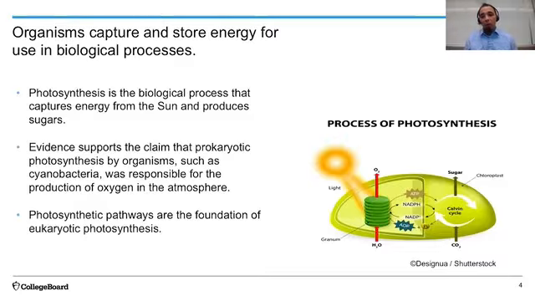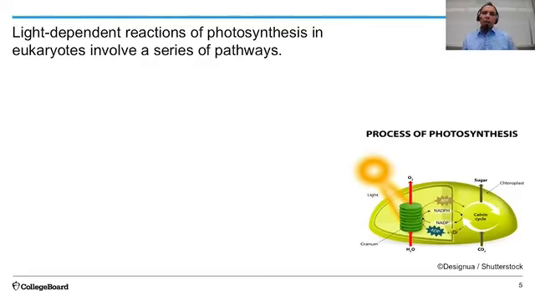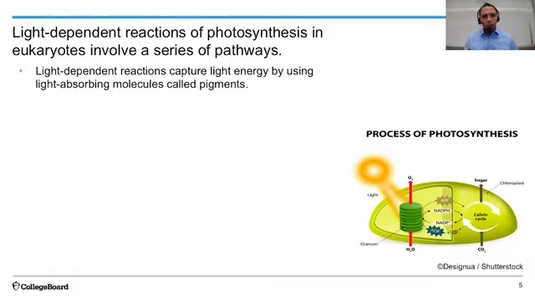And so here on this picture on the right, we have the process of photosynthesis, just giving you an overview. So the light-dependent reactions, requiring light, of photosynthesis in eukaryotes involve a series of pathways. So these pathways are these small sequential steps. Light-dependent reactions capture light energy by using light-absorbing molecules called pigments. Think of pigments as colors, right? And so if you see my blue arrow going in, you can see where that pigment source would be.